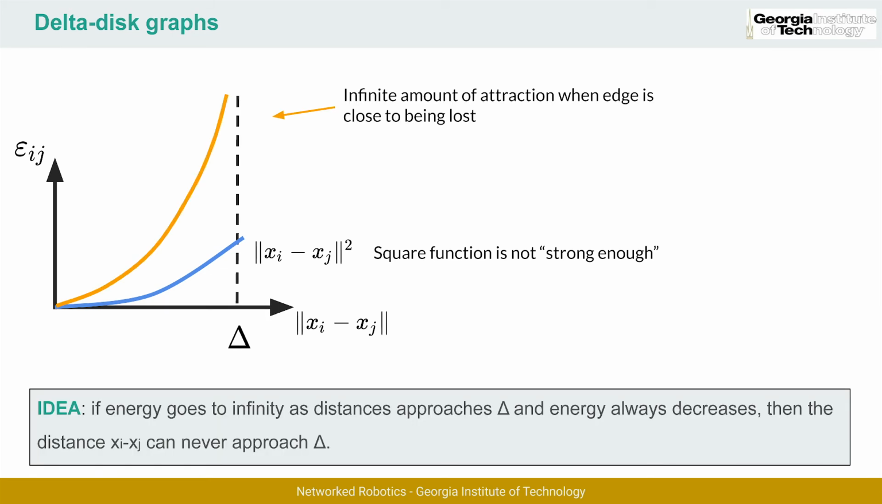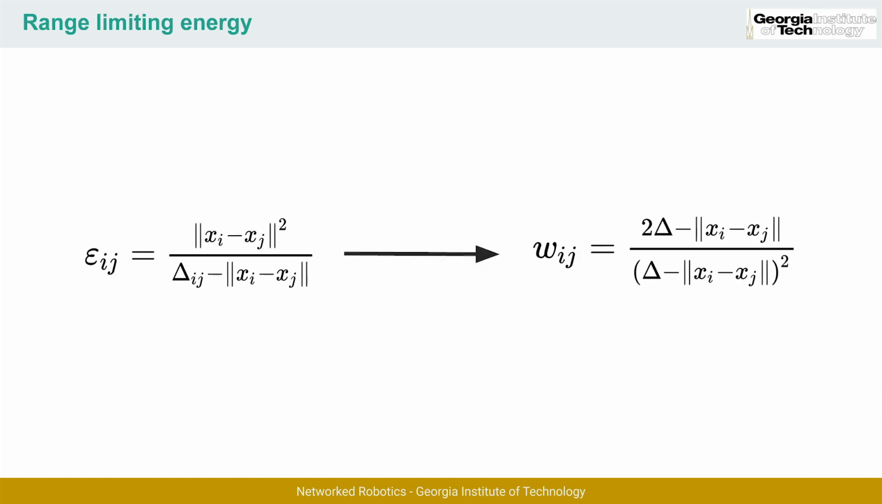A possible remedy is to design an energy function that increases to infinity as the robots approach their threshold sensing radius delta. For example, let's consider the energy represented by the orange line. As we can see, as the distance between I and j approaches delta, the value of the energy goes to infinity. If we can find an expression for an energy that follows this progression, we can then compute the corresponding weights to keep the robots within distance delta. For example, an energy defined as the one over here increases to infinity as the distance between I and j approaches delta. By computing the partial derivative of this energy, you get the corresponding edge weight, W sub ij.